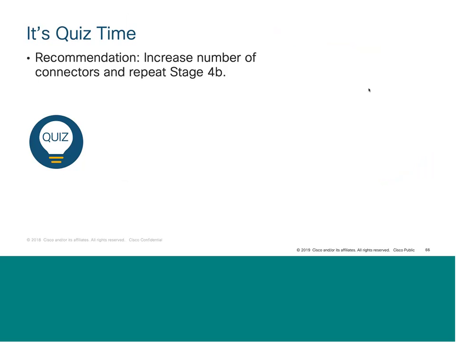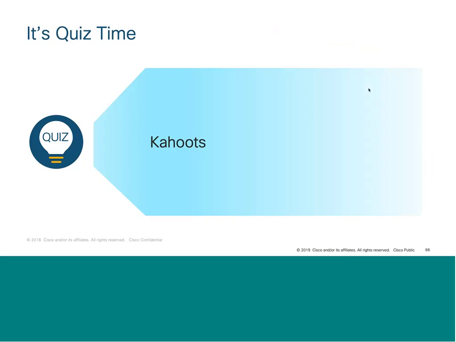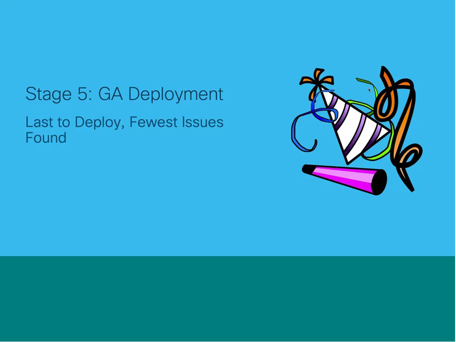Now, I was told that the quiz comes after GA deployment, so I'm going to go ahead and skip that quiz, and we're going to go to stage 5, which is our GA deployment. Our last to deploy, and hopefully, if we've done everything right, and the gods of IT tech are with us, we have the fewest issues in GA deployment.